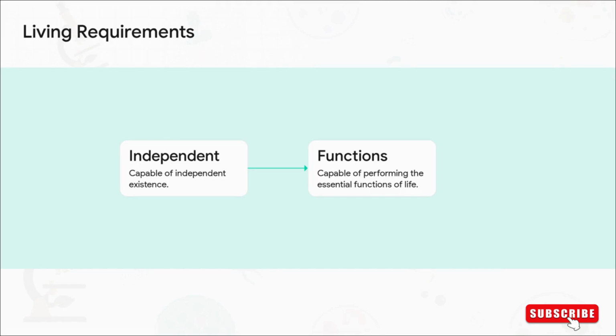To truly wrap our heads around what makes a cell the ultimate unit of life, we have to look at unicellular organisms. For a single-celled organism to actually be considered a living entity, it has to pass two strict tests. Step 1, it must be capable of independent existence. It has to be able to survive out there on its own in its environment. Step 2, it must be capable of performing the essential functions of life. We're talking metabolizing nutrients, excreting waste, and so on.